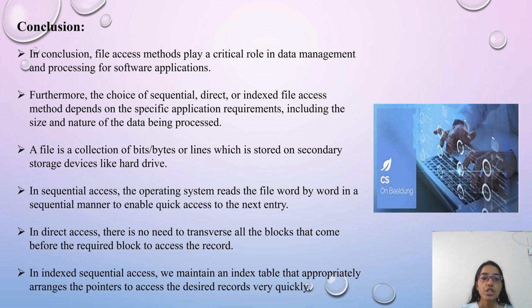A file is a collection of bits or bytes or lines, which is stored on secondary storage devices like hard disks. In sequential access, the operating system reads the file word by word in a sequential manner to enable quick access to the next entry. In direct access, there is no need to traverse all the blocks that come before the required block to access the record. In index sequential access, we maintain an index table that appropriately arranges the pointers to access the desired records very quickly.